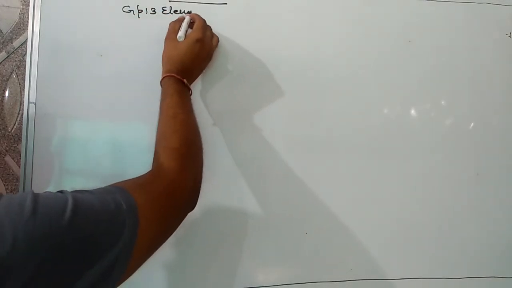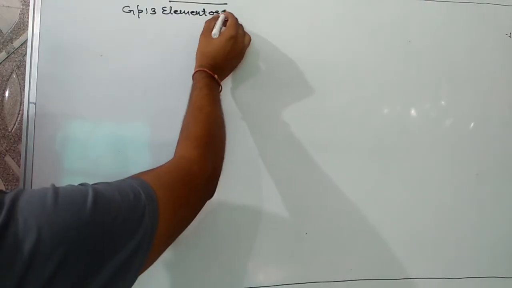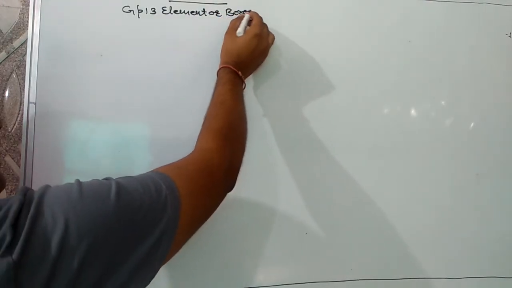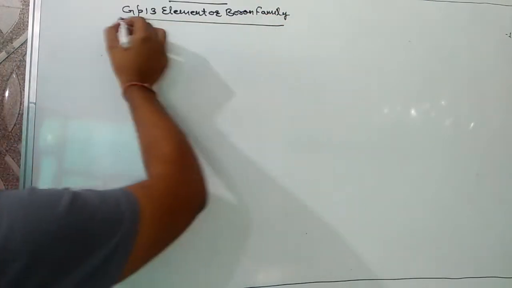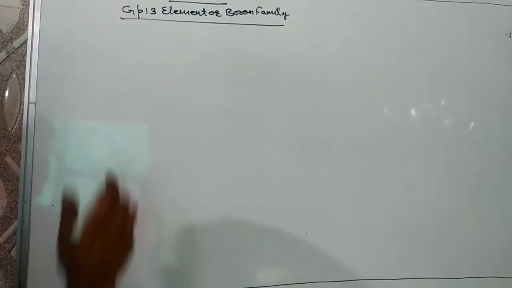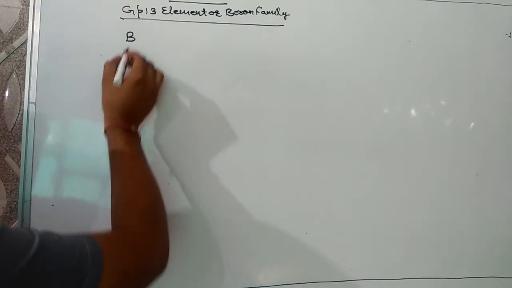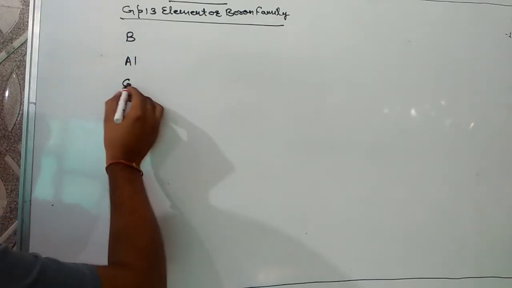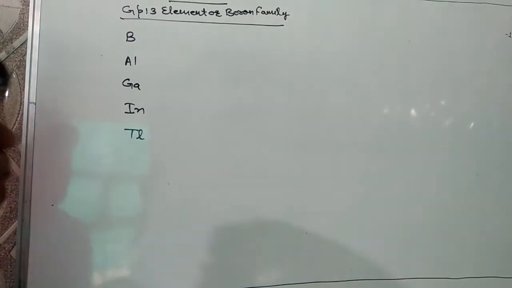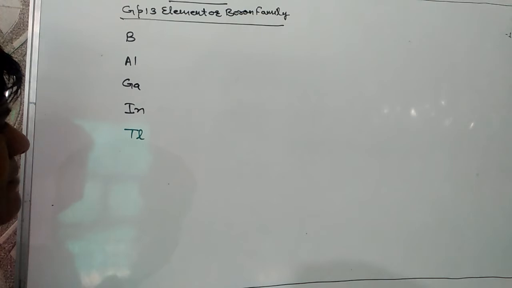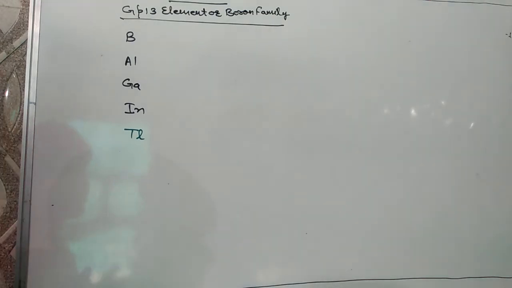Group 13 element or boron family. These are 5 in number, and their names are boron, aluminum, gallium, indium, and thallium. We can remember it by the clue: bana alu gajar in te, or bengan alu gajar in thela.